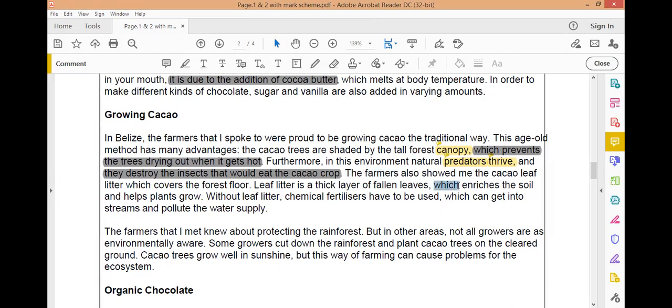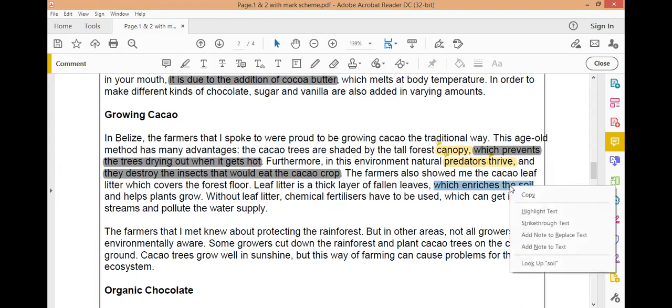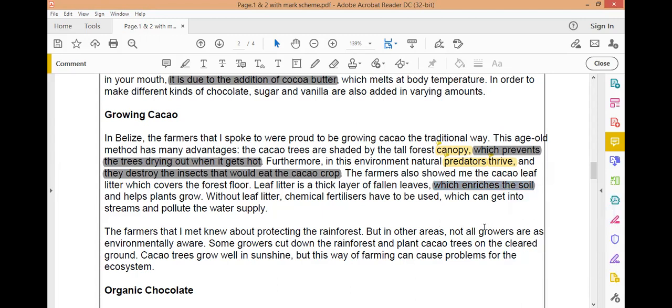Ahmed, what did you say here? For leaf litter, which enriches the soil. Yes, which enriches the soil. So we can consider this point for the same question, I mean here for the leaf litter. Okay, Ahmed, you follow me? Yes, what else?